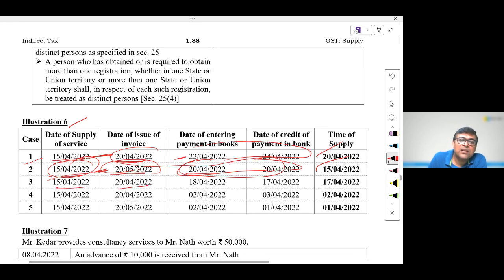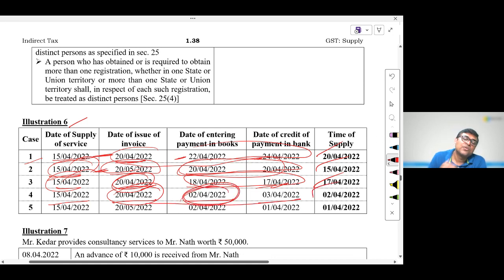15th April, 20th April, within 30 days it was done. So 20th April should be relevant, and the date of payment, that is 17th April or 20th April, whichever is earlier, that is 17th April. 15th April, 20th April, this 20th April is relevant. 2nd April, 3rd April, whichever is earlier, 2nd April should be considered as time of supply. 15th April, 20th May, so 15th April is relevant. 2nd April, 1st April, so this 1st April should be considered. We are supposed to compare between this and this, if it is within 30 days.